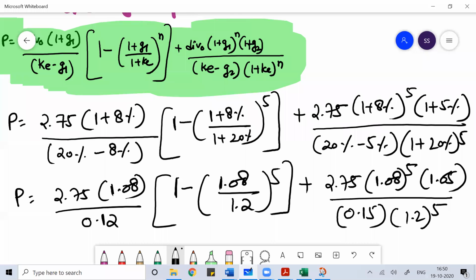Anyone, any doubt? Are you understanding though? What is N? N is the time when the supernormal growth rate gets over. Use this formula, you'll get the answer very easily. So use calculator everywhere.